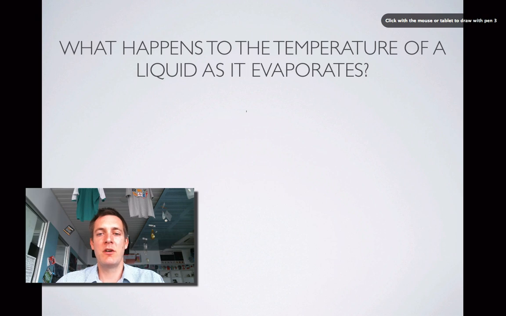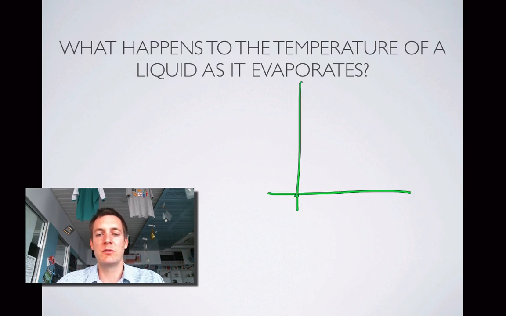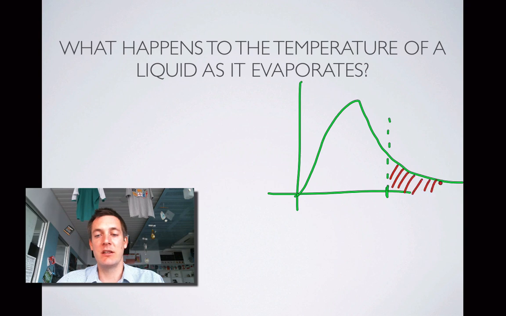Okay, this might not be obvious, but it's a good idea to draw a Boltzmann distribution for this as well. So here we've got no particles with no energy. We're going to mark on this graph some energy that particles need in order to evaporate, and we can show on our graph what particles have enough energy to evaporate. That's the area under this curve. That is the total number of particles that have enough energy to evaporate.